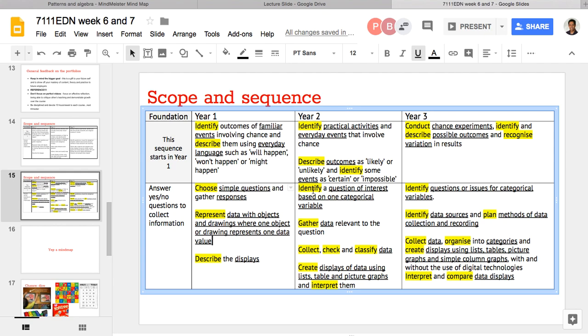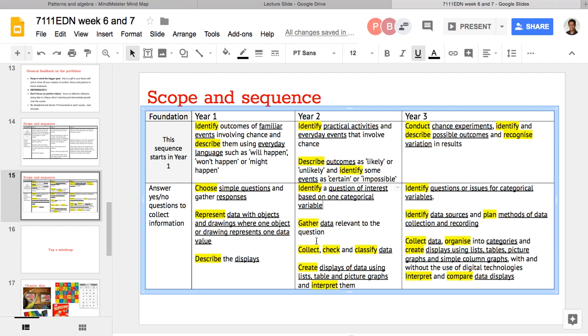So this is a question of interest to them. So it might be, oh, I want to know what the favourite cupcake of the students in my class is, because my parents are making cupcakes and I'm bringing cupcakes to school tomorrow, and I want to make sure that my friends get their favourite cupcake. So once they've identified that question, then they go and gather that data.